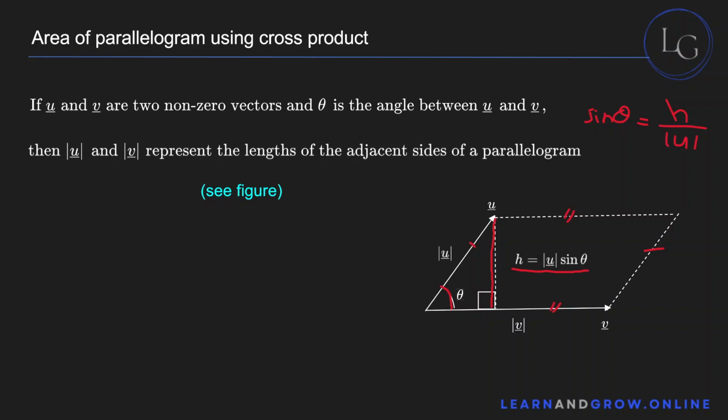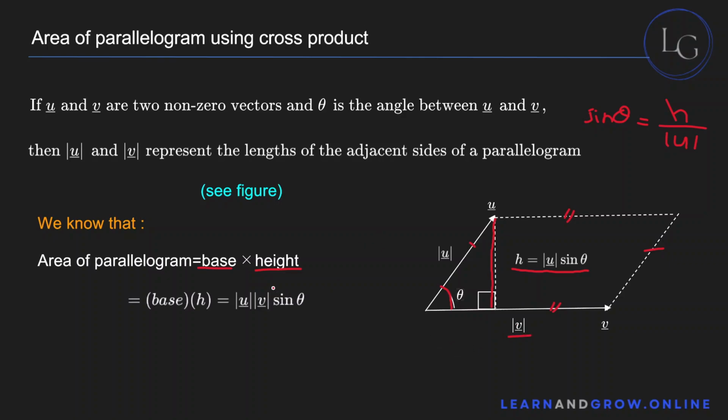Simple. Now the area of the parallelogram is equal to the base into the height. The height is the magnitude of u into sine theta. And what is the base? It's v. So base into height is equal to the magnitude of u into the magnitude of v into sine theta. Now remember this formula, where u cross v is equal to the magnitude of u into the magnitude of v into sine theta n.